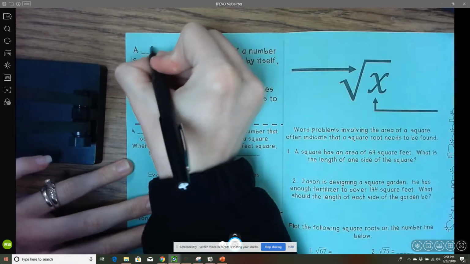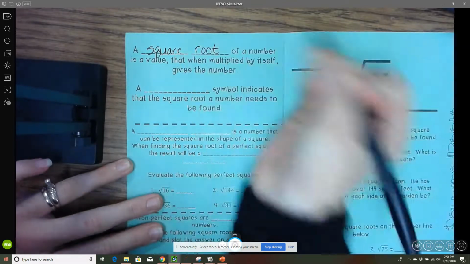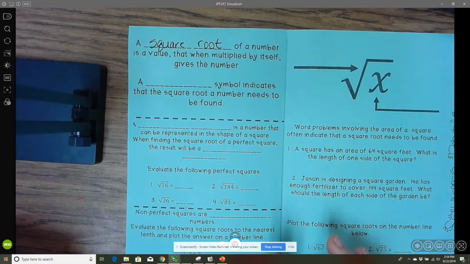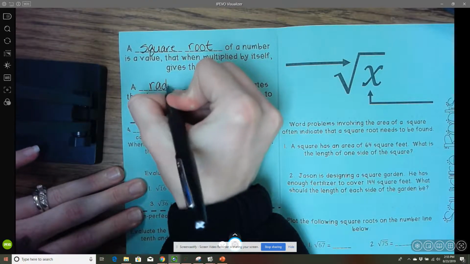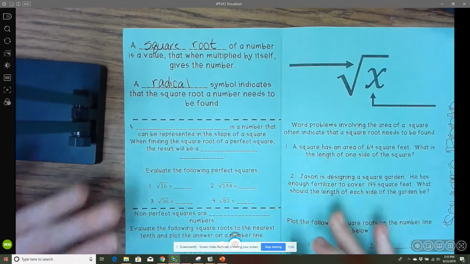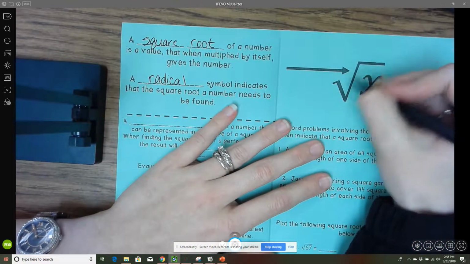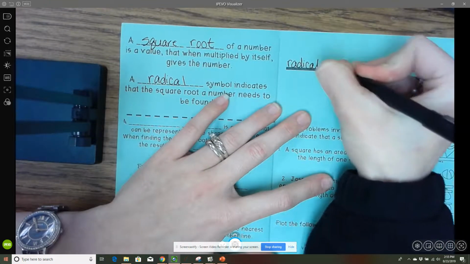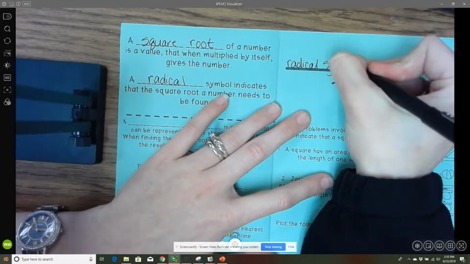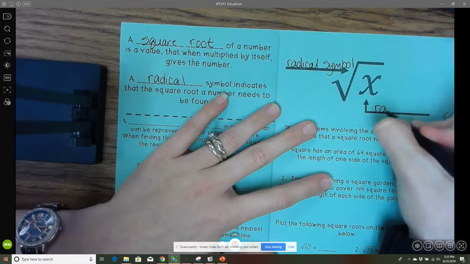A square root of a number is a value that when multiplied by itself gives the number. A radical symbol indicates that the square root of a number needs to be found. This symbol right here is called a radical symbol. And what's underneath the radical symbol is called your radicand.